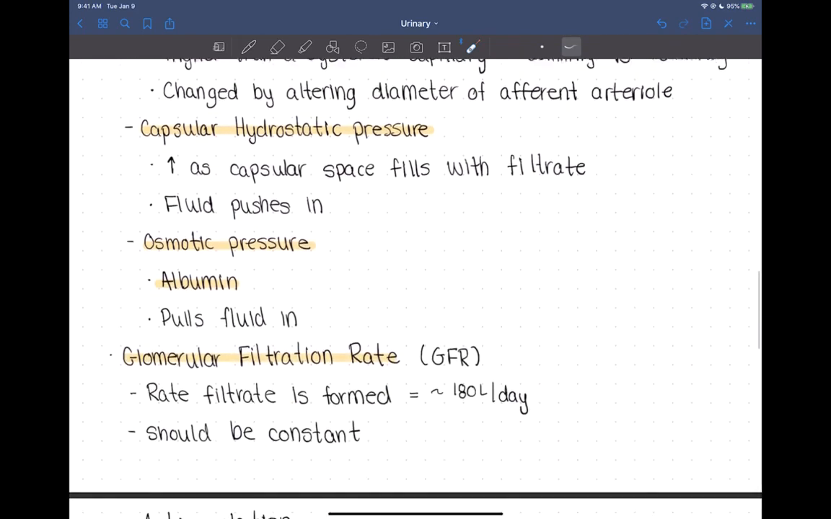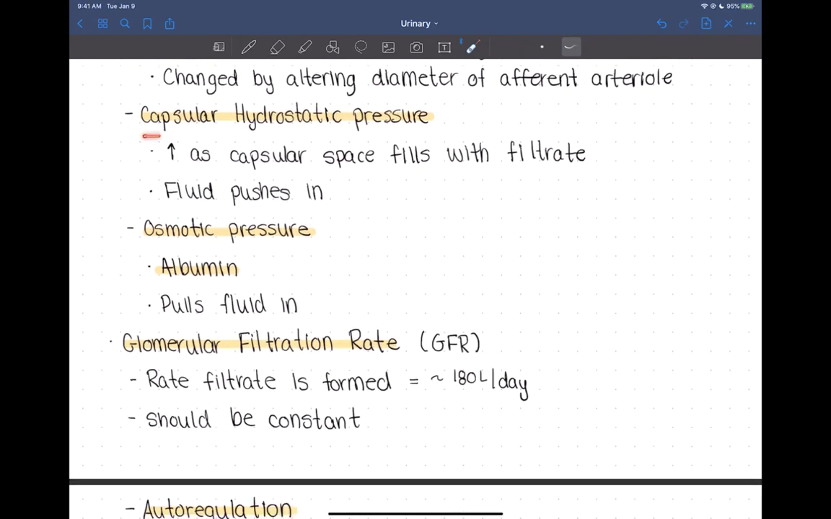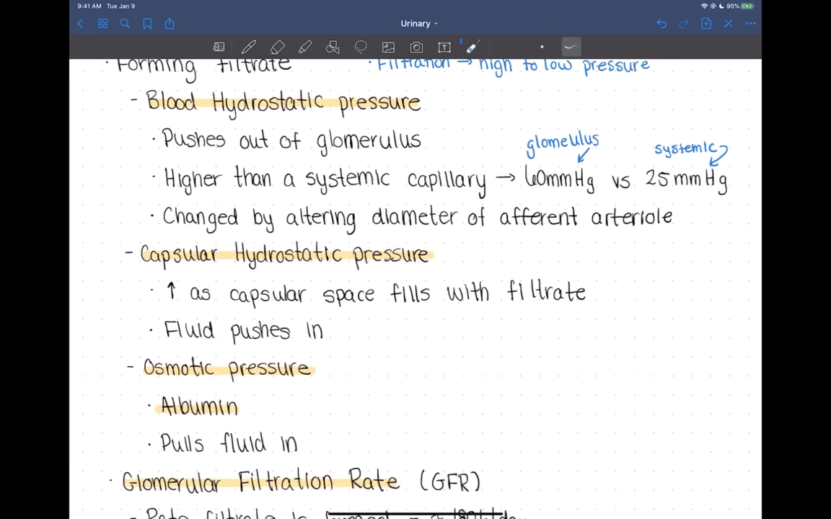And then you have the capsular hydrostatic pressure. This would be the pressure pushing in on the capillary. That is simply the pressure from the fluid, the filtrate that's building up in the capsular space. The more filtrate that builds up, that fluid is going to push in on the glomerulus and counteract this blood hydrostatic pressure.